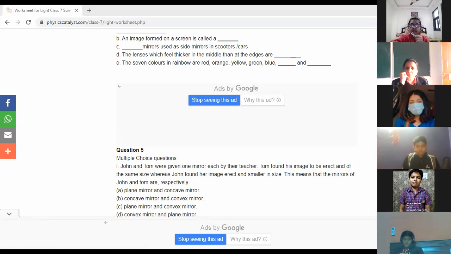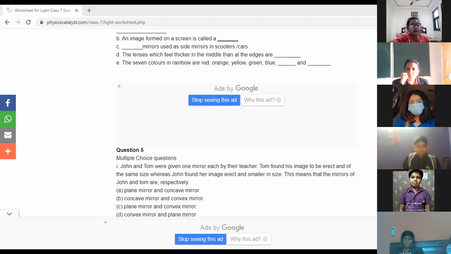Mirror. Just take care. First is correct, plain mirror. Now in second case, the image is smaller. See to it. Ma'am, plain mirror and concave mirror. Beta, how in concave mirror? Convex mirror it is. Ma'am, it's convex mirror.